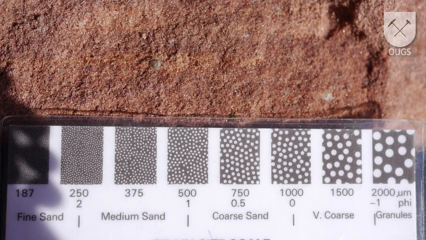The grains range in size from medium to coarse. They are moderately sorted. Between them is a reddish cement. With good light and the hand lens, I can see that the grains themselves are glassy and light grey.